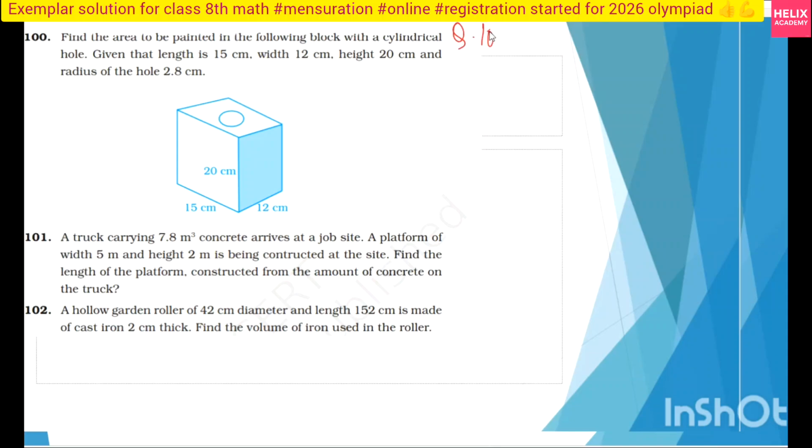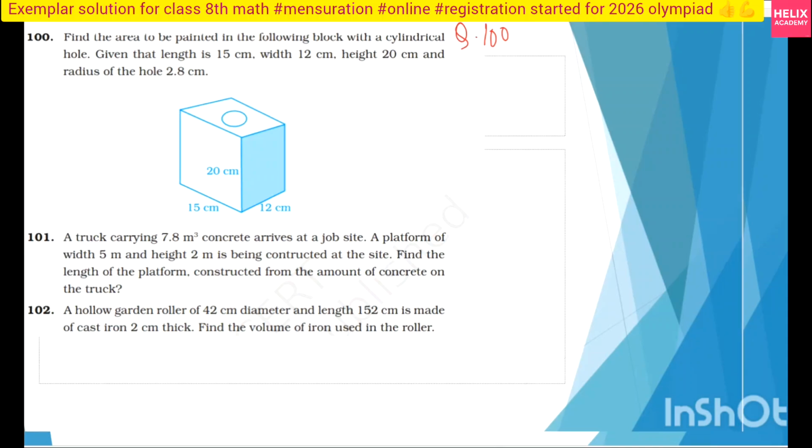Question number 100. Length, breadth, and height, everything is given. The cylindrical hole radius is given. The height of the cylindrical hole is the same as that of the block. Keep in mind, first we must paint all the outer faces of the cuboid plus the inner curved surface of the cylindrical hole minus the circular top.